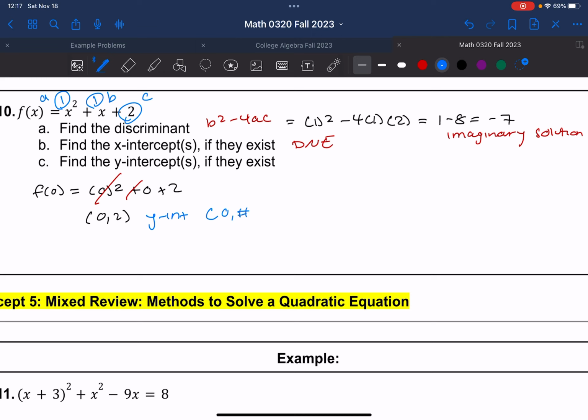So that means our answers here are that negative 7, which tells us there's an imaginary solution. That imaginary solution tells us our x-intercepts do not exist. And our y-intercept when we plug in 0 is 0, comma 2.